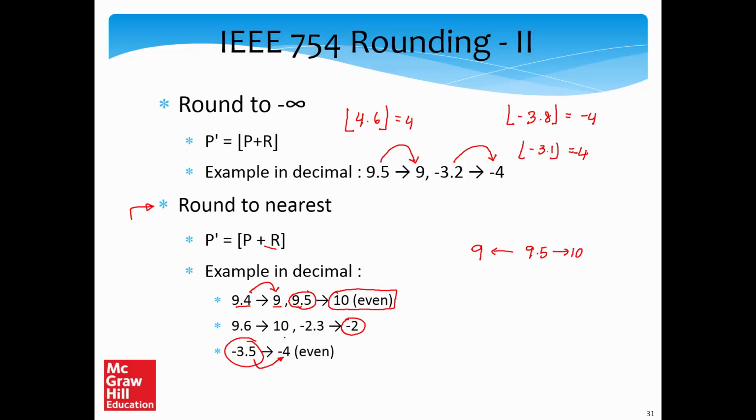So what is round to nearest again? Round to nearest is that if the number is not of the form x plus 0.5, we round it to the nearest integer. However, if it's a number of the form x plus 0.5, then we choose the integer that is even, the nearest integer that is even.